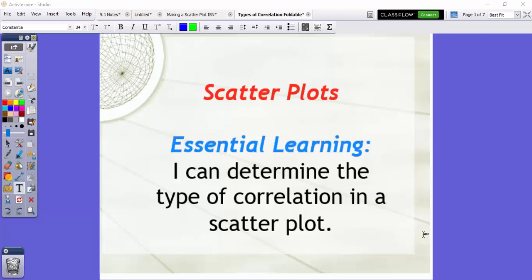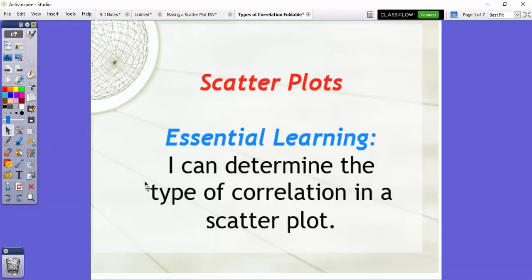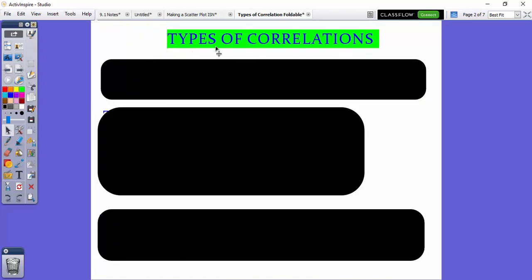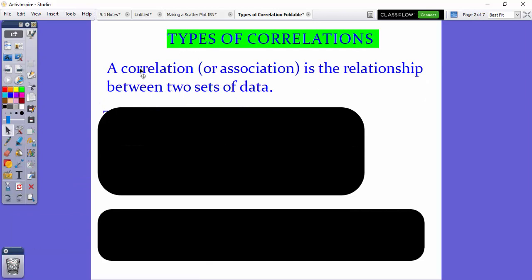Okay, the next part of this lesson still deals with scatter plots, and we are going to determine the type of correlation in a scatter plot. So the word correlation is probably new to you. There are types of correlations in scatter plots. All a correlation is, is an association or the relationship between two sets of data. So how one set is related to the other set.